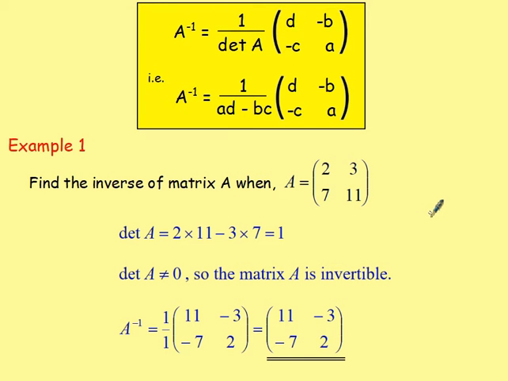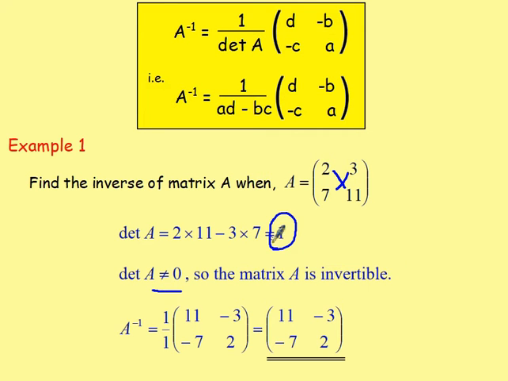We did that here with this example, find the inverse of matrix A. First of all, we need to know, how do we know an inverse exists? Well, remember, an inverse exists if the determinant is not equal to 0. So the determinant will be 2 times 11, take away 3 times 7, which gives us 1. Is that not equal to 0? Yes, so an inverse exists.